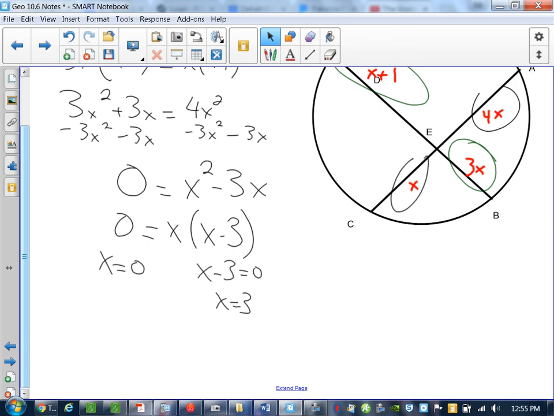So if I put in 0 for x here, what do you get? 0. Can you have a segment length that is 0? No, that won't work. So I'm going to exclude that answer. It's an answer, it's just not an answer for us. It's not the right answer.